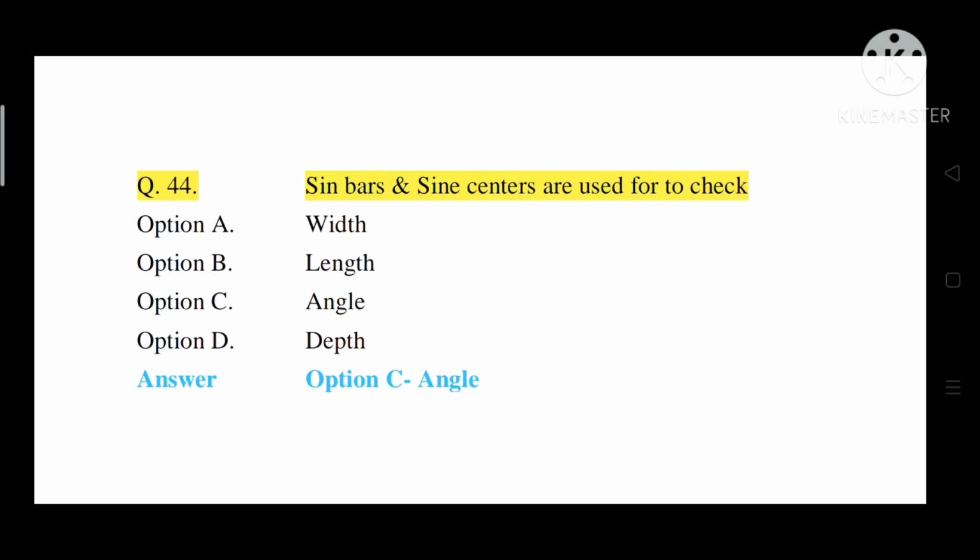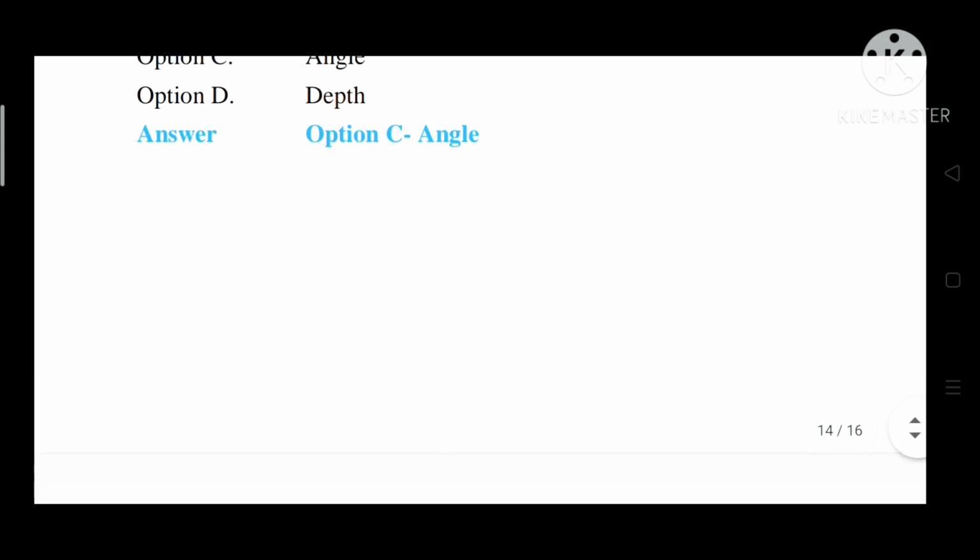Question number 44. Sine bar and sine centers are used to check what? Option A width, option B length, option C angle, option D depth. So correct answer is angle. So sine bar and sine centers are used to check angle.